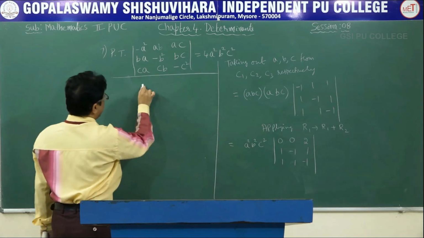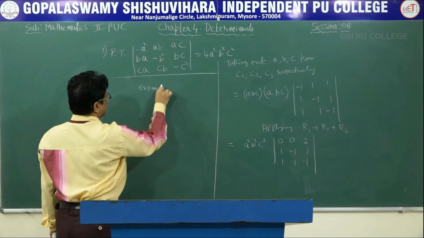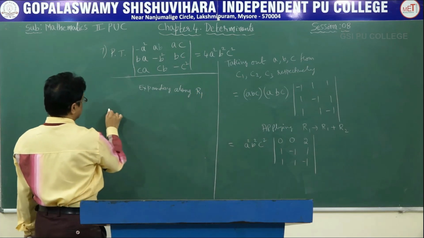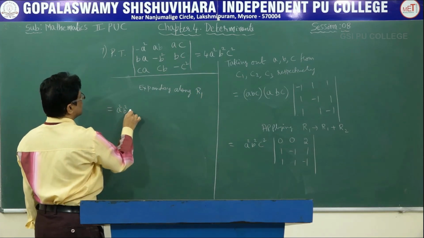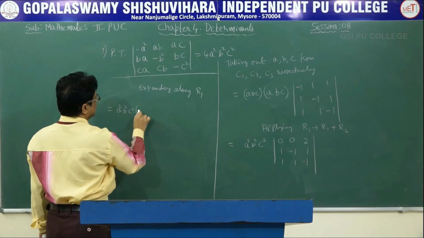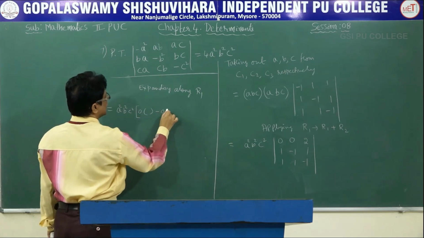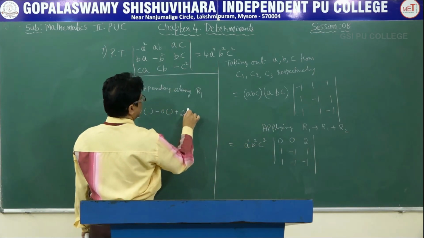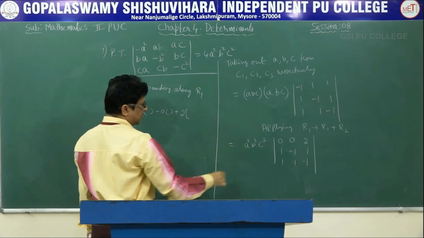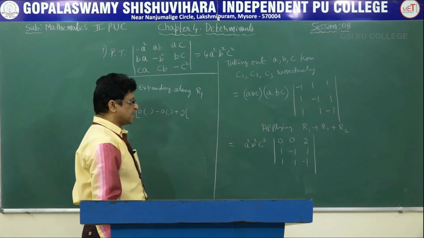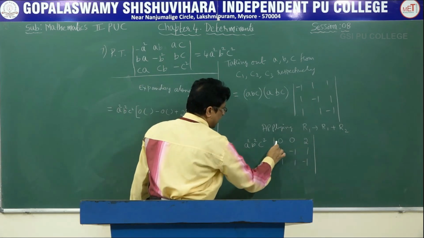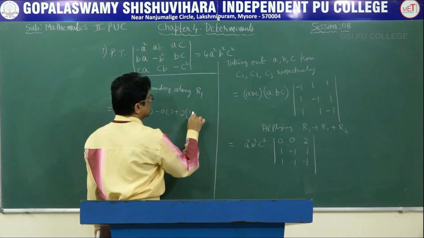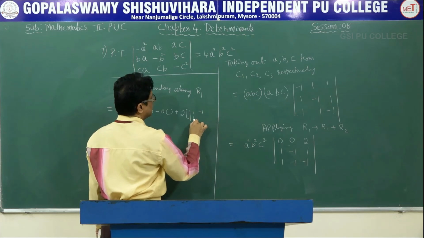So here, expanding along R1, that will be equal to A square B square C square into 0 into minus 0 into plus 2 into, so 2 lies in the first row and third column. So eliminating the first row and third column, we take the determinant of the remaining elements, that is determinant of 1, minus 1, 1, 1.